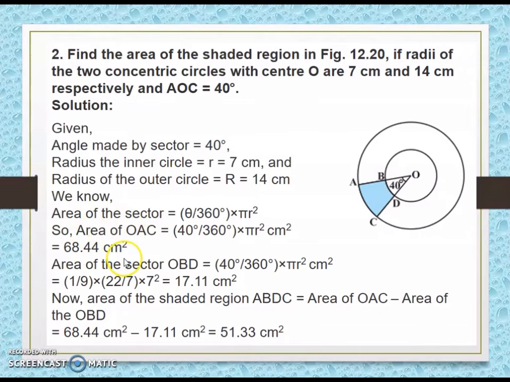So this is the area of the outer sector, 68.44 centimeter square, and the inner one is 17.11 centimeter square. So after subtracting, you will get 51.33 centimeter square.